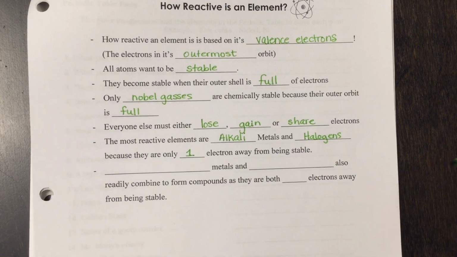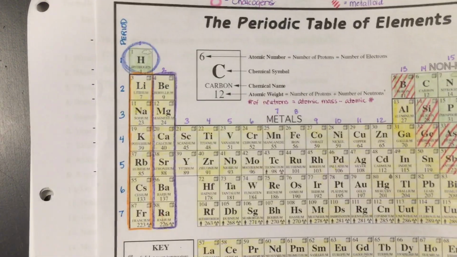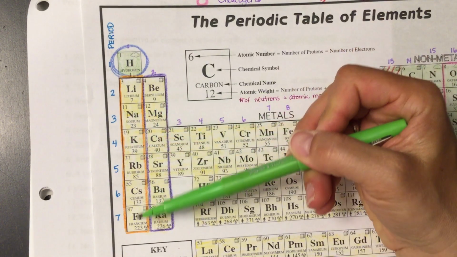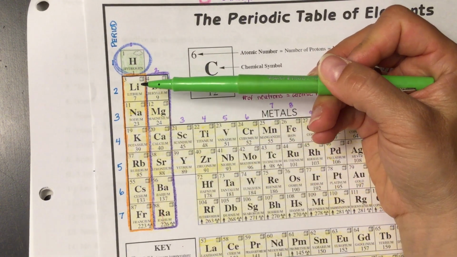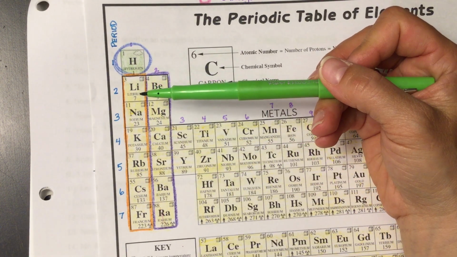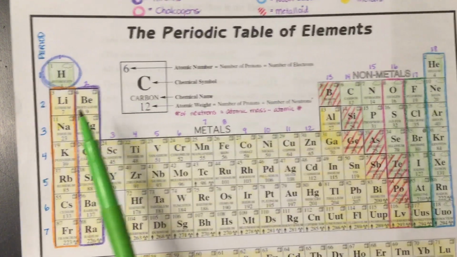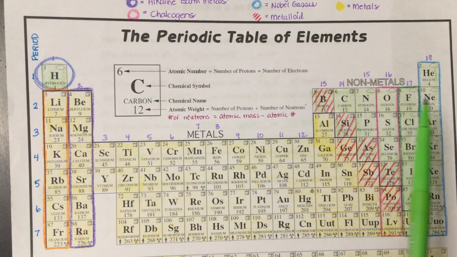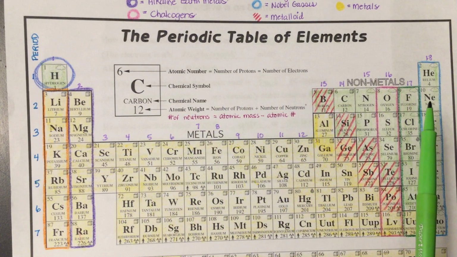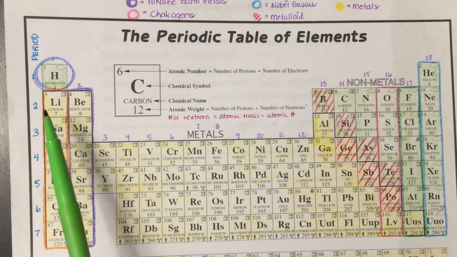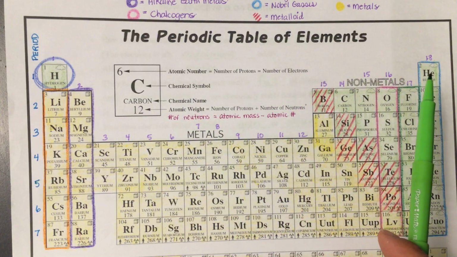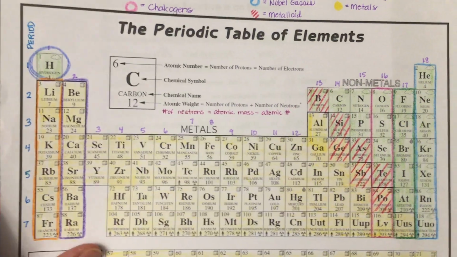Okay, so alkali metals, if we look on our periodic table here, are in this column here, and they only have 1 valence electron. So it is much easier for them to get rid of the 1 than it is for them to try and gain 7 to become stable like the next noble gas. Okay, much easier for them to get rid of the 1 and become like the noble gas just before them.